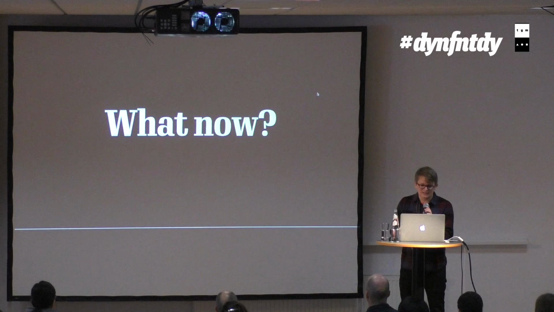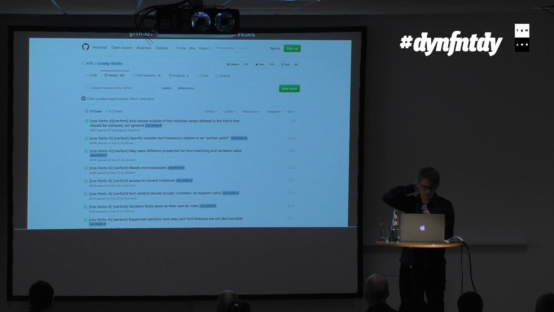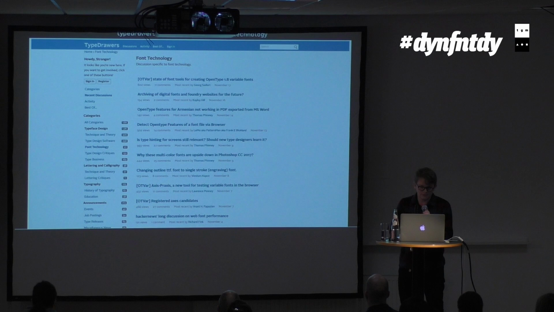Keeping track of this stuff has been interesting because it's very much a changing landscape, and it's hard to predict exactly what's going to happen in the future, but there are a few ways to keep up with it. One of them is on GitHub. The W3C has their CSS spec on there, and people are submitting issues related to variable fonts, and there are some interesting discussions about how they're going to implement variable font support in the CSS spec. So I check this occasionally. Also on typedrawers.com, that's the designated place for discussion about variable fonts. A lot of them have this OTVAR label on the threads where they're talking about that kind of stuff.